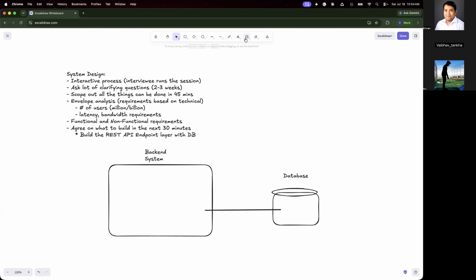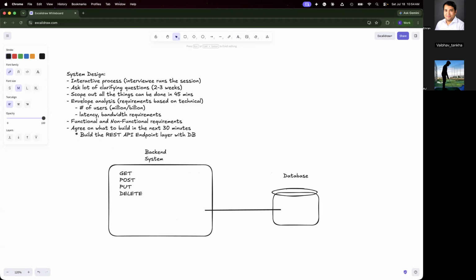I want to build something like, okay, I will have some node. So I will do get, post, put, delete. These are the CRUD operations, right? So these are the things you want to build.